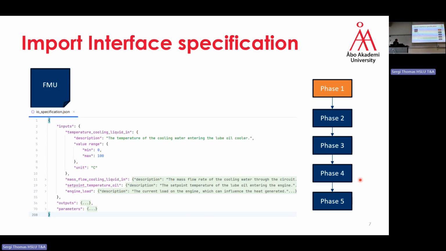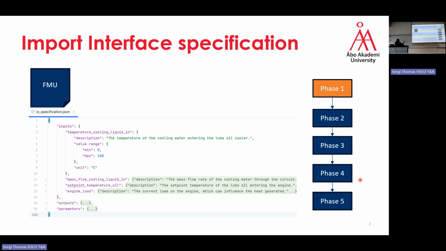To evaluate our approach, we have used the FMU of a lubricating oil cooling system, which transfers the heat from lubricating oil to the cooling water in the engine unit of a ship. It has inputs like cooling liquid temperature, mass flow, and the set point temperature set for the lube oil entering the engine, and then the engine load, which shows the current load on the engine. It influences the heat that is generated.